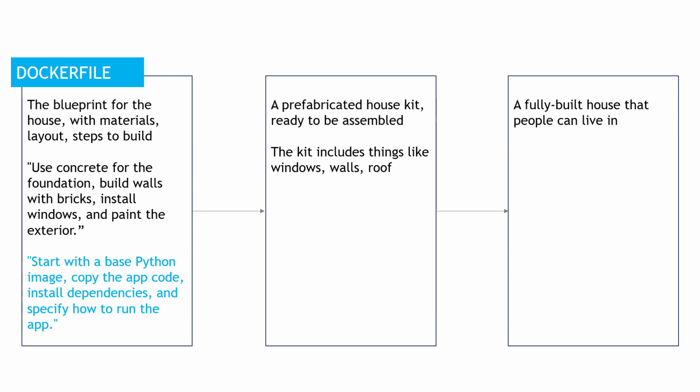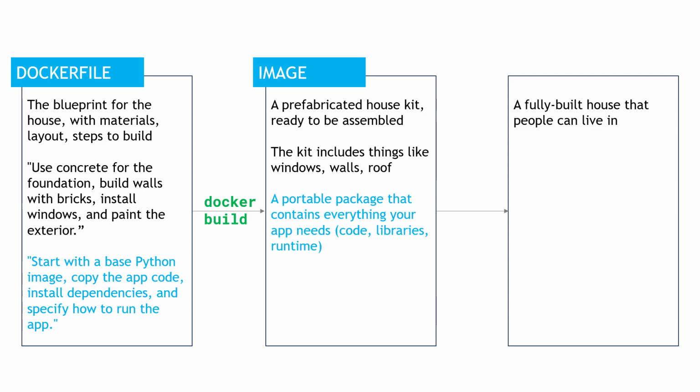And the way we go from the Dockerfile to the next step is with a command called docker build, and that will build or produce an image. The image is a portable package that contains everything your app needs. So the code, the libraries, the runtime. It's a read-only template that you need to create the Docker container.